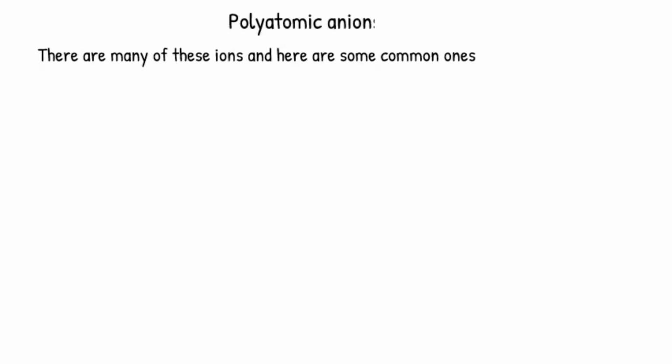Polyatomic anions. There are many of these ions, and here are some common ones that you should try to remember. The hydroxide ion, the negative charge is centered around oxygen. Sources of hydroxide ions include sodium hydroxide and potassium hydroxide, which are strong bases that you will be working with. The cyanide ion, the negative charge is focused on the carbon.